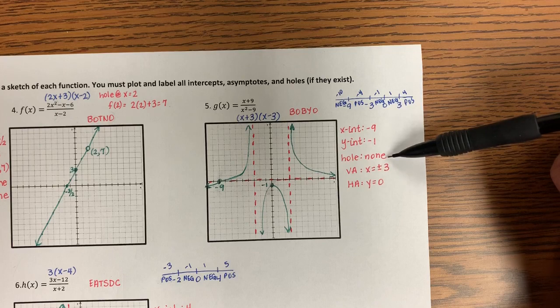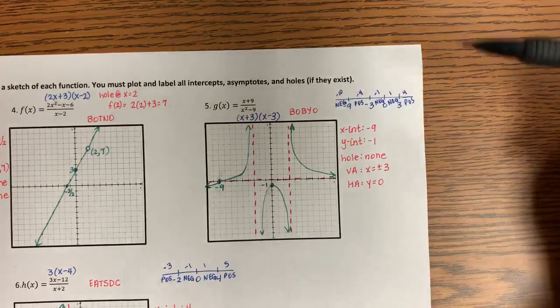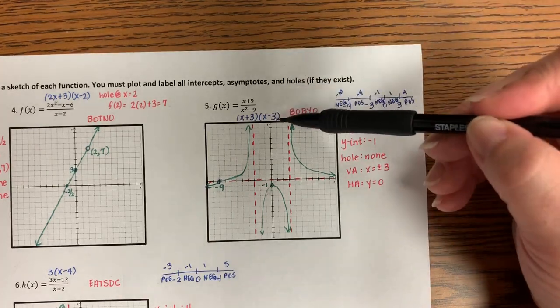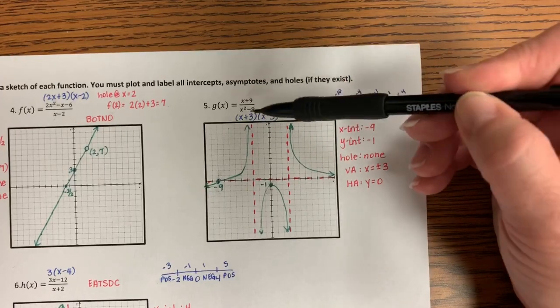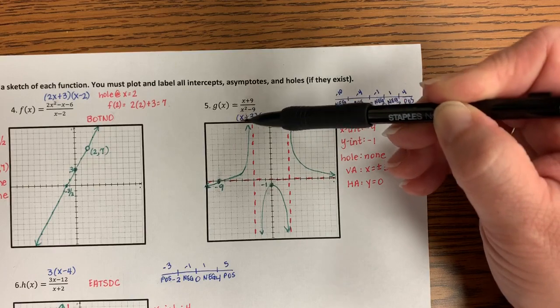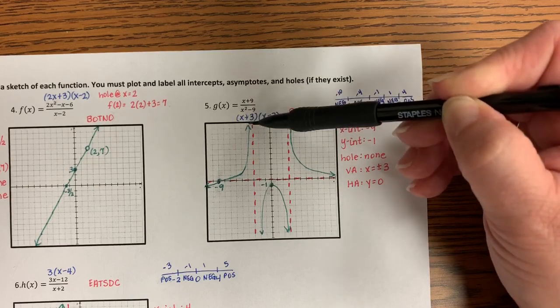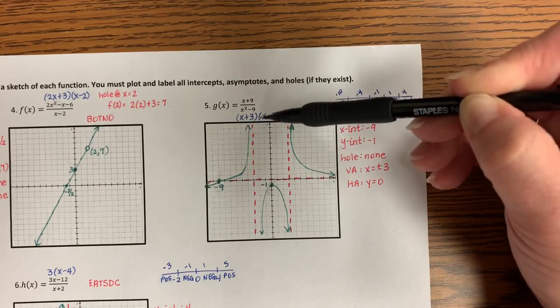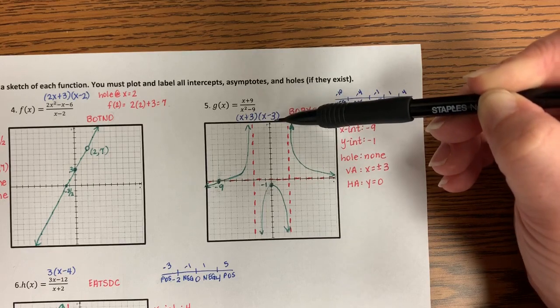We already said there's no hole because none of our factors for top and bottom matched. You do have a vertical asymptote. You actually have 2 of them, where the bottom would be equal to 0. So this one gives you x equals -3 as a vertical asymptote. This one gives you x equals +3 as a vertical asymptote.